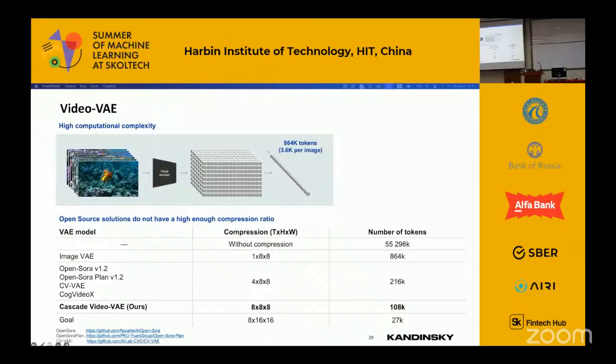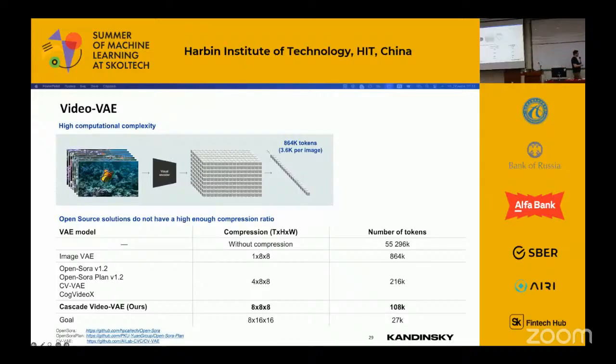But if you train a VAE that compresses the time axis by 4, you receive only 200,000 tokens. That's quite a bit better. 1 million versus 200 or 300,000. But if you train the model with 8 times compression of the time, you receive 100,000 tokens, which is similar to large language models, and this is okay, this is much better, of course.